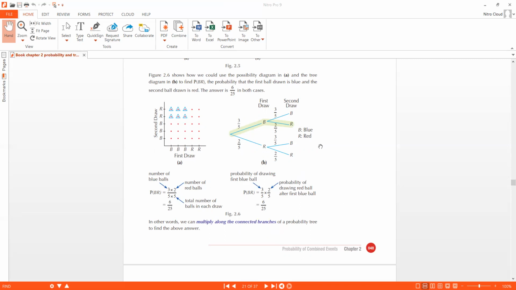So probability of B into probability of R: probability of B is 3 over 5 and probability of R is 2 over 5, multiplied, that is 6 over 25. Total number of balls in each draw.